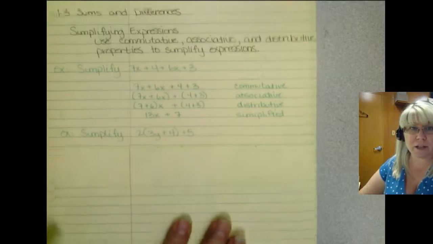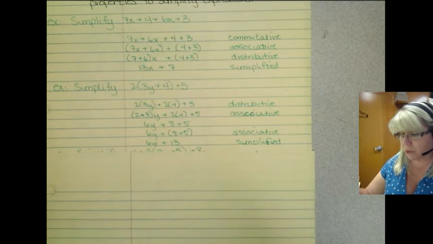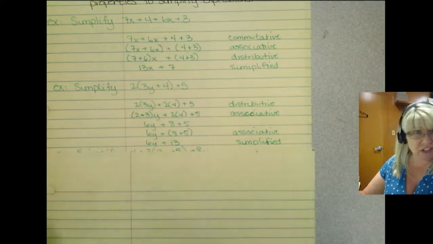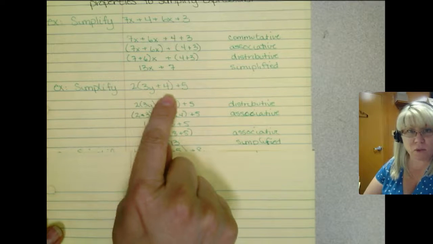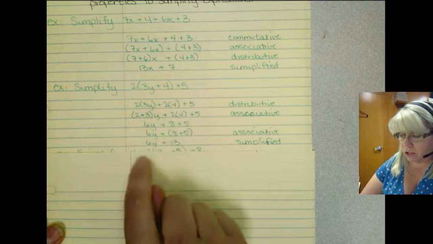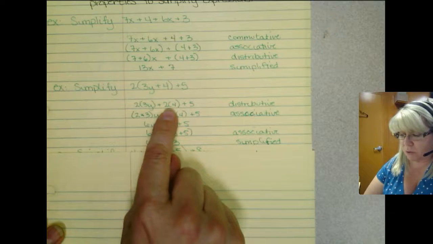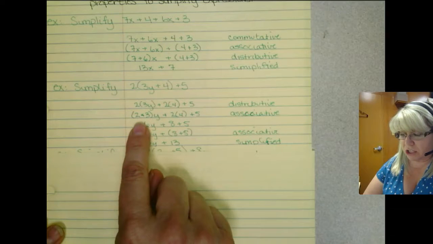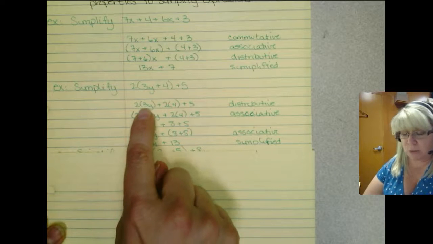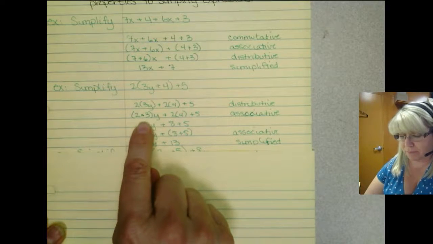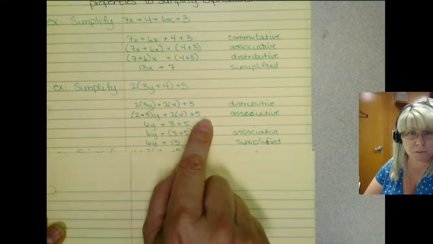Let's see another example. And again, we're going to use distributive, we're going to use associative, and I've probably even commuted in there as well. So 2 times the quantity 3y plus 4, then plus 5. So we're going to use distributive. Multiply 2 times 3y and 2 times 4 plus 5. Use associative because we're regrouping it. So instead of 3 times y first, we're going to do 2 times 3 and then y, plus 2 times 4 plus 5.